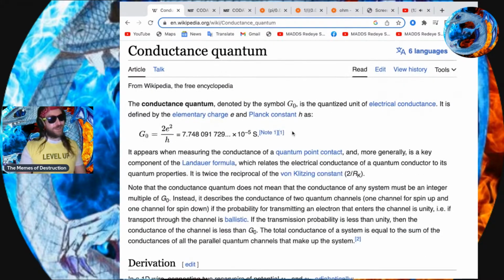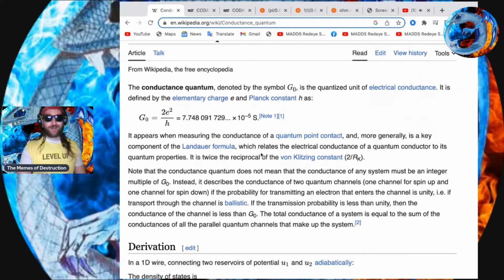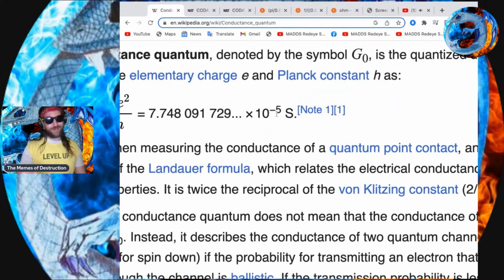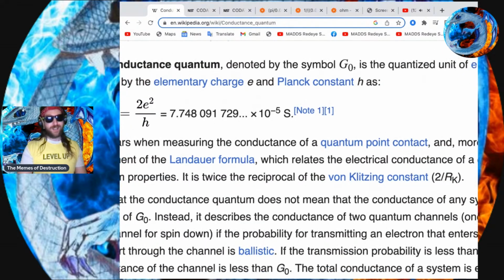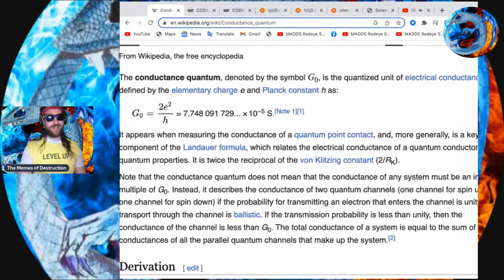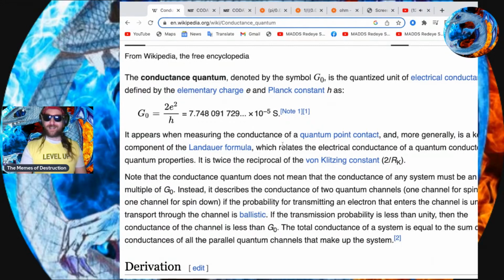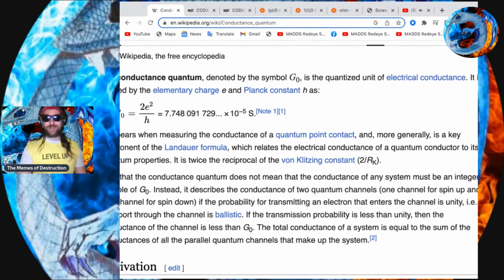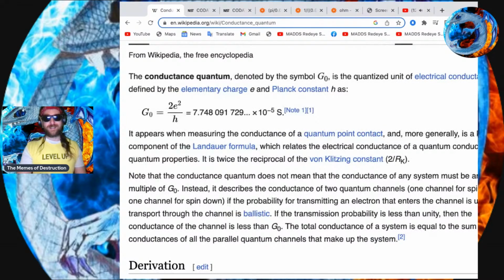The conductance quantum, just to reiterate, denoted by the symbol G0, is the quantized unit of electrical conductance. It is defined by the elementary charge e and the Planck constant h as G0 equals 2e squared over h. That comes up to that number there, which happens to be in big S. Typically we use that to represent seconds, but that's big S, for the Siemens. It appears when measuring the conductance of a quantum point contact, and more generally is a key component of the Landauer formula, which relates the electrical conductance of a quantum conductor to its quantum properties. It's twice the reciprocal of the von Klitzing constant.